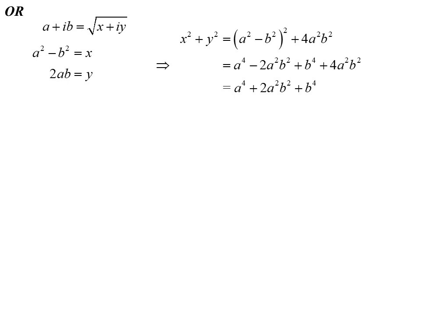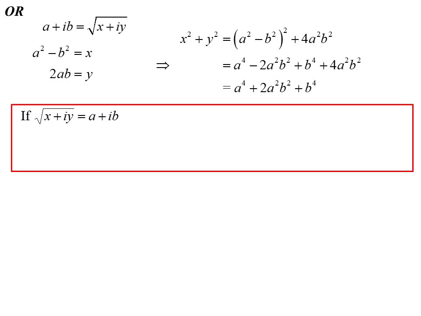I said, well, x squared plus y squared. If I was to actually work that out, look at what I get. I get a to the power of 4 plus 2a squared b squared plus b to the power of 4, which is a perfect square. It turns out to be a squared plus b squared, squared. So now I can look at this instead and say, well, hang on, if I want to find the square root of x plus iy, then I can simply do this.